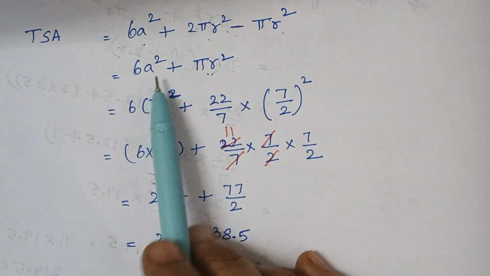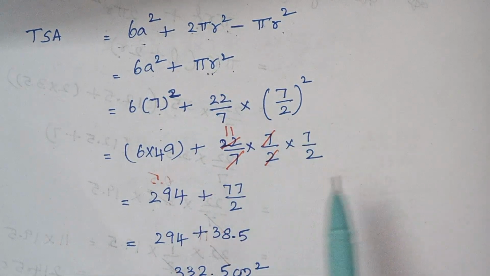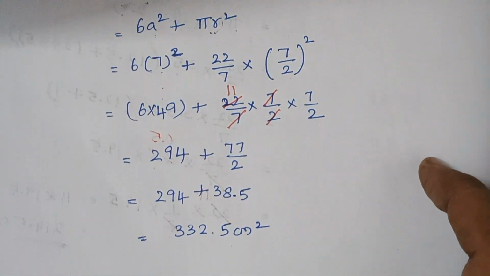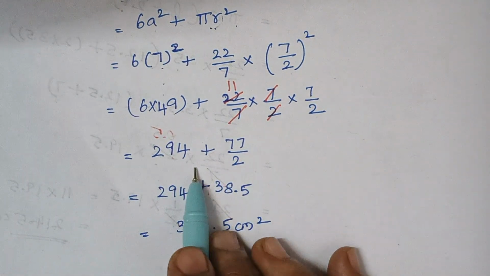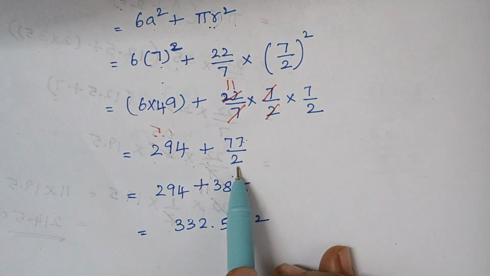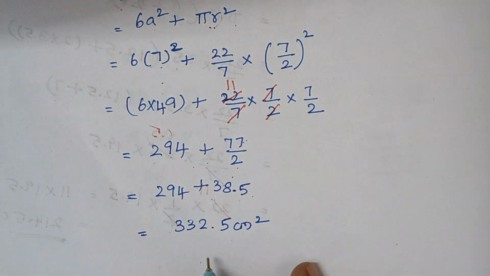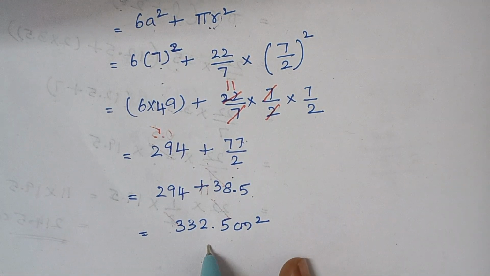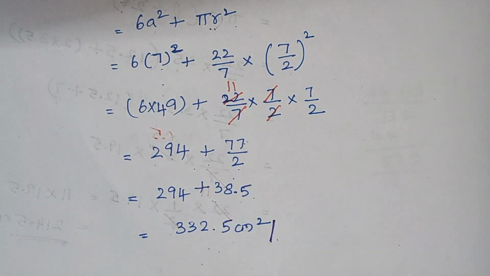So here the value of the side of the cube is 7 and the value of r is 7 by 2. Just substitute the values, cancel out the common terms, right? And finally we end up with 294 plus 77 by 2. So 77 by 2 is nothing but 38.5. So finally the total surface area is given by 332.5 centimeter square, right?